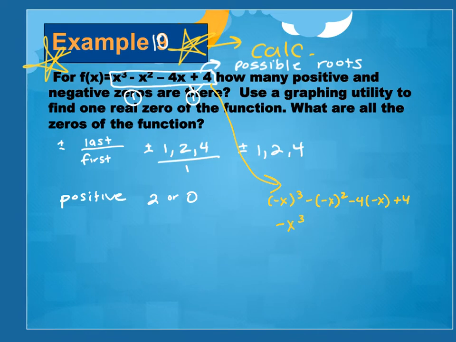This stays negative. This becomes positive, but there's a negative on the front. So that's negative, positive, positive. How many sign changes? One.